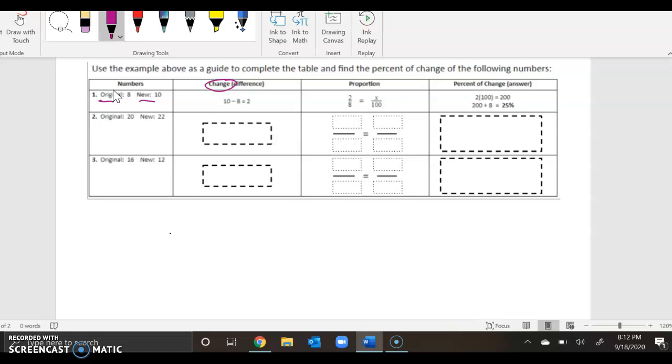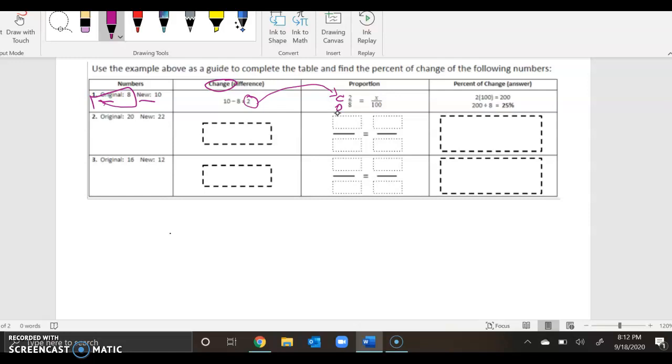And then in the proportion, it's change over original. So 2 was the change, so 2 is our top number. And then our original is 8, so that's our bottom number. And then from there, we cross multiply and divide like normal.